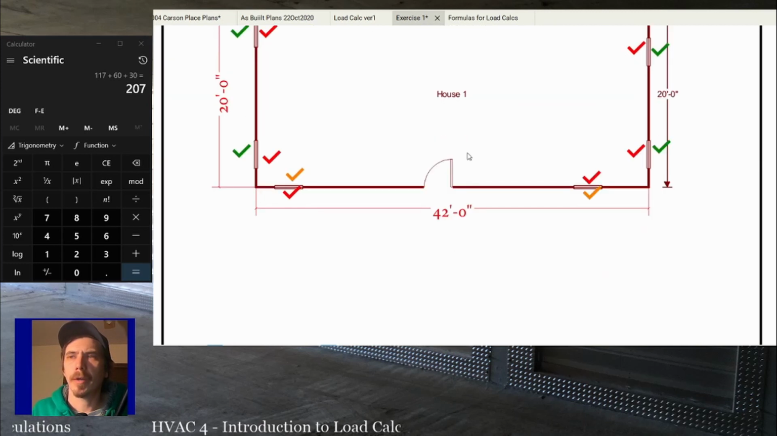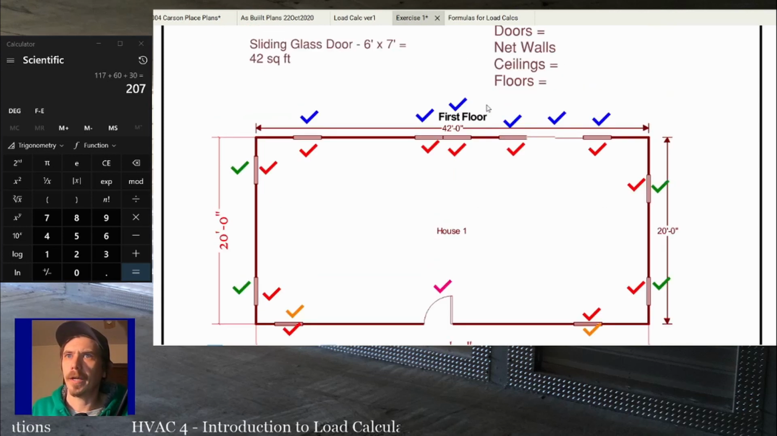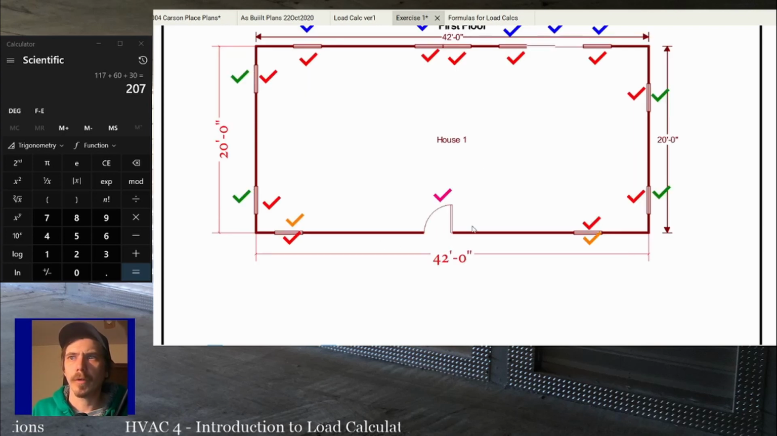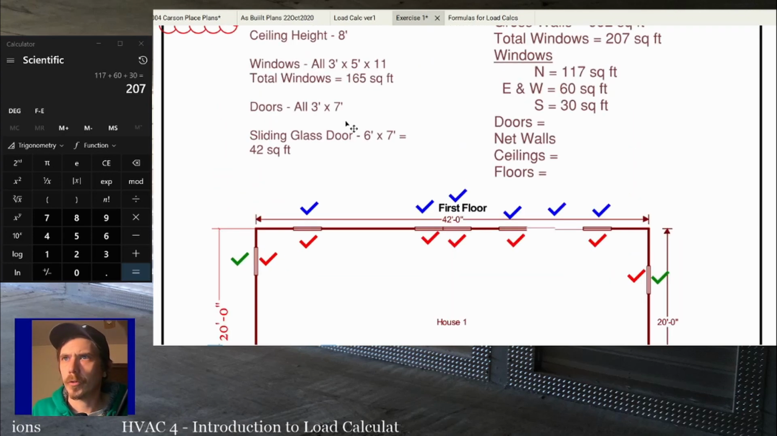Doors, we need to know how many doors we have. So if we count the number of doors, I'll make it a different color just for the sake of getting it. We have one door, right? We don't have any other doors. We just have this one door right here, the front door. There's one door on this house.